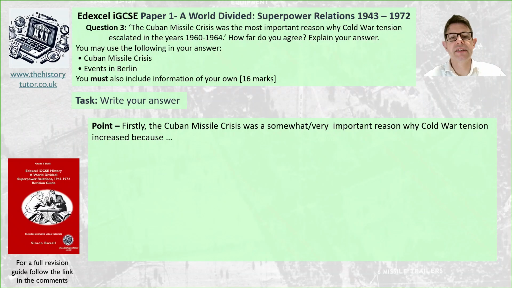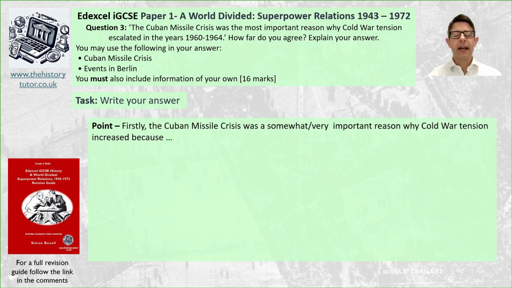So here is my opening point. So I'm going to say, firstly, the Cuban Missile Crisis was a somewhat, or I'm going to say very important reason why the Cold War tension increased. Now, in my plan, I was starting to think that maybe the peak of the tension was the Cuban Missile Crisis, and it declined afterwards. So it doesn't escalate tension. So you could say actually that in the short term, there's lots of increasing tension, but after that, the tension decreases. So you could be arguing that you don't agree with that statement.